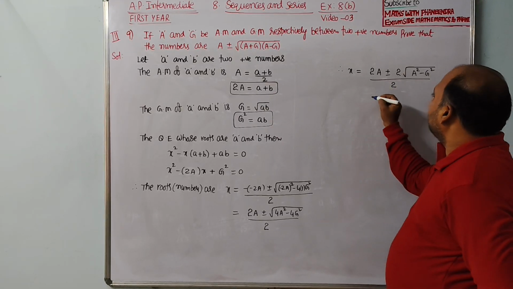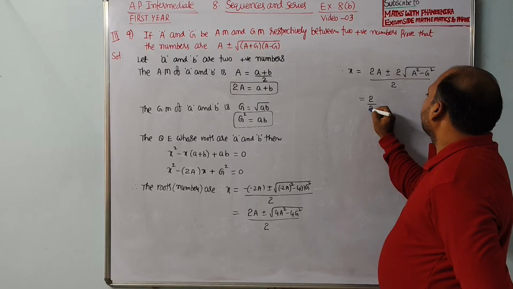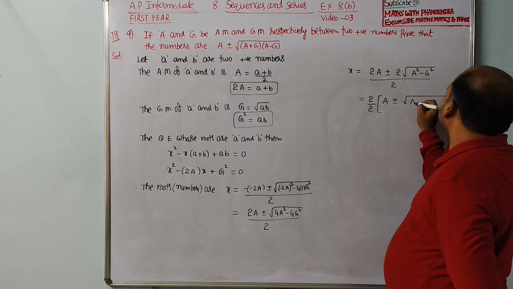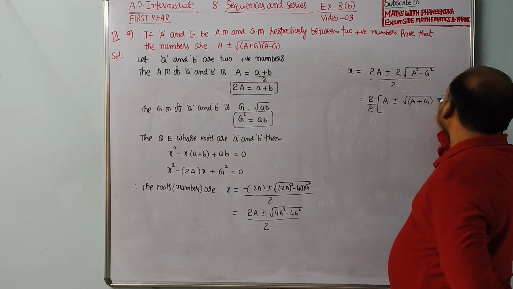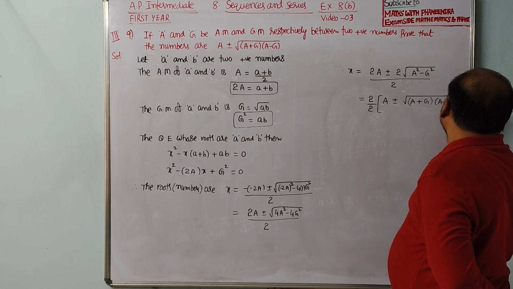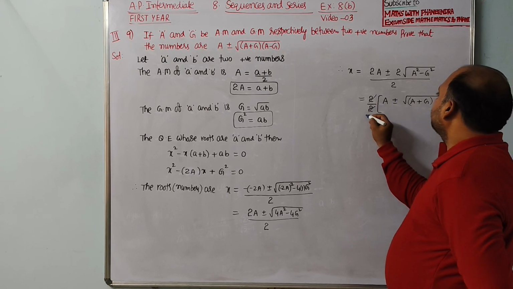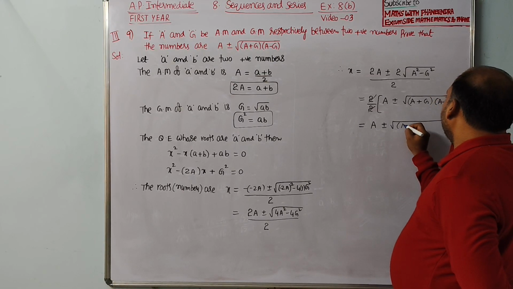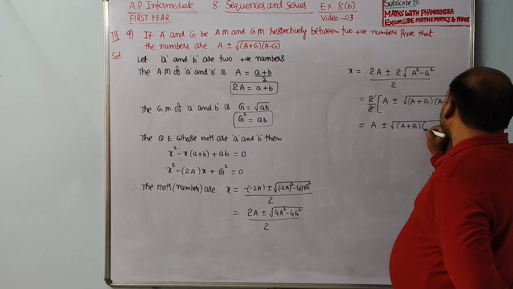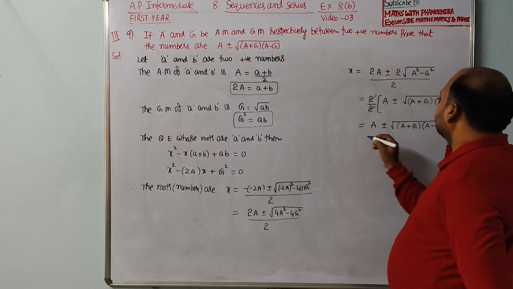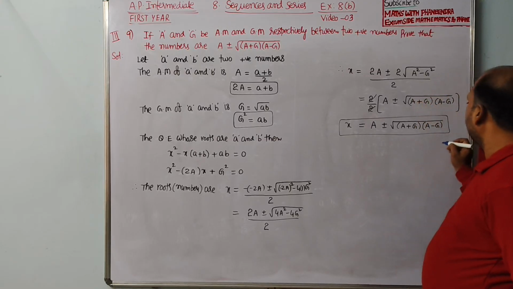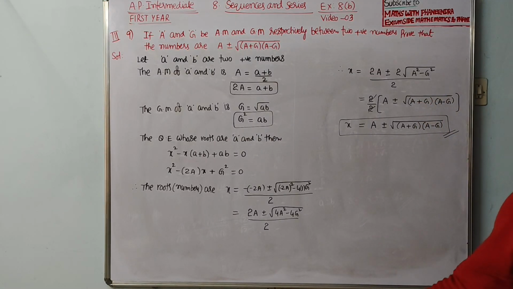So 2 take common and cancel from numerator. A plus or minus root of A square minus G square means (A plus G) into (A minus G). So 2 gets cancelled, you are getting A plus or minus root of (A plus G) into (A minus G). So therefore the required numbers are, which are the required numbers? Hence proved, hence we found the numbers.